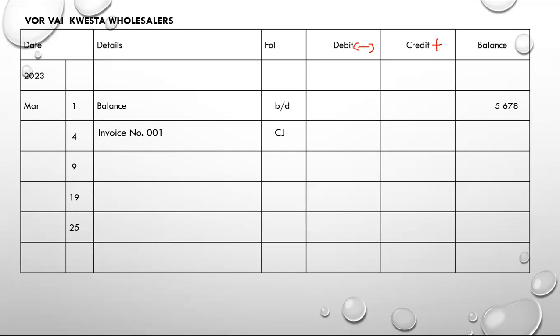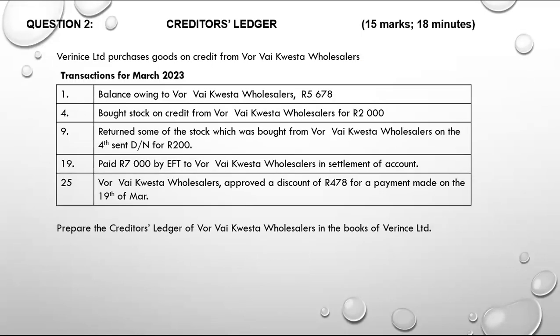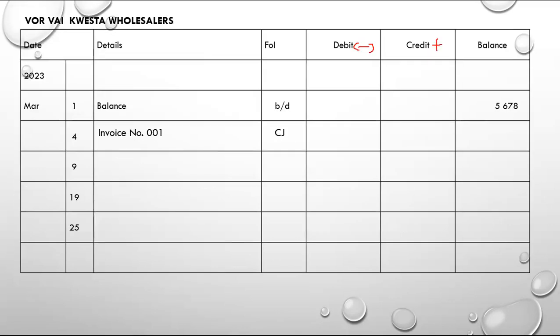Obviously, here I didn't give you invoice numbers. Did I give you invoice numbers? I don't think I did. No, I did not give you invoice numbers. So you will just come up with your own invoice number as long as you wrote invoice anything. So I wrote invoice 001.